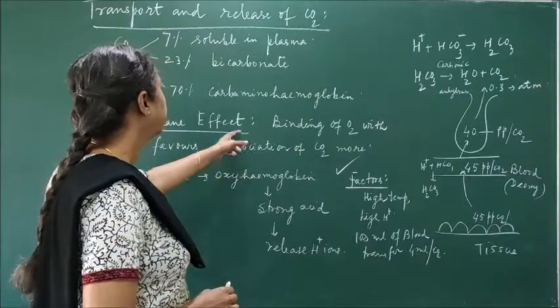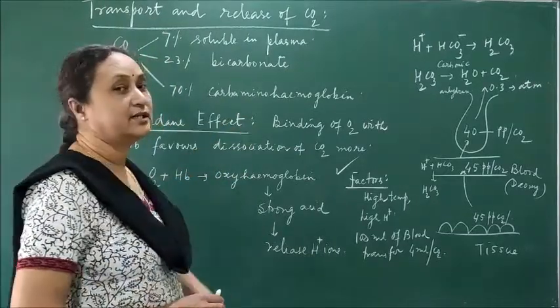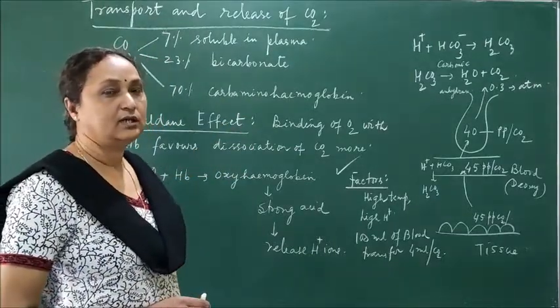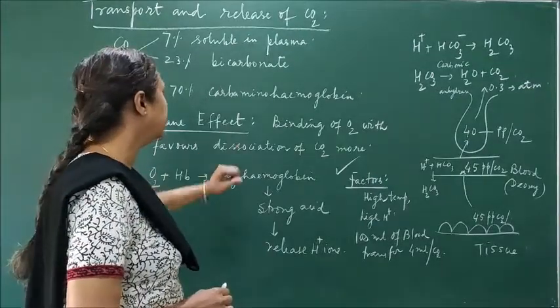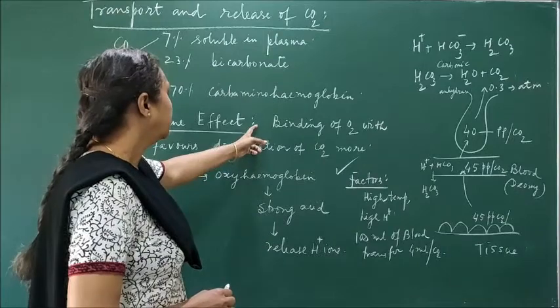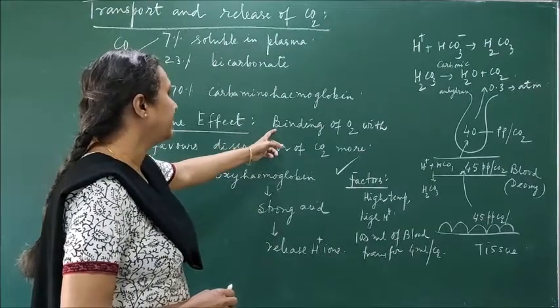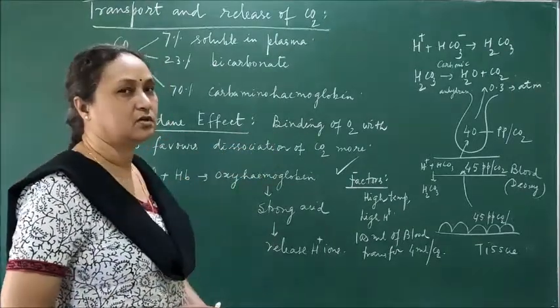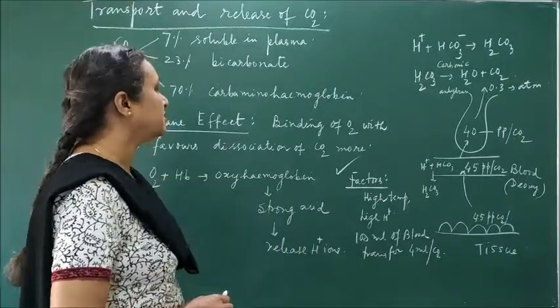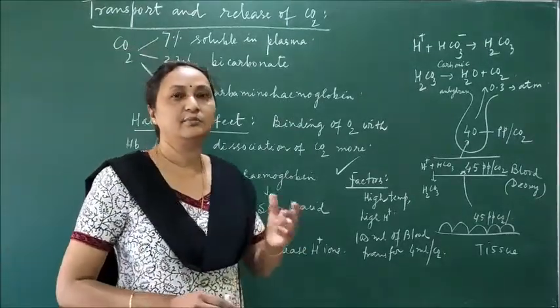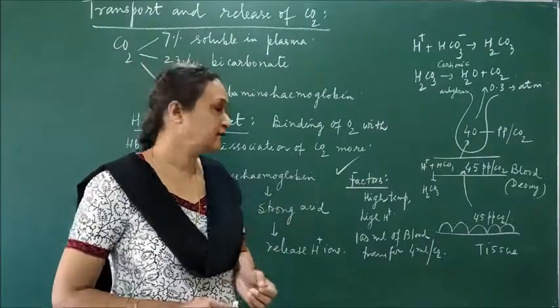Now I will explain how carbon dioxide is released, and it was explained by the scientist Haldane. So this is called the Haldane effect. This theory explains that binding of more oxygen to the hemoglobin can help release of carbon dioxide from carbaminohemoglobin. So that is called the Haldane effect.